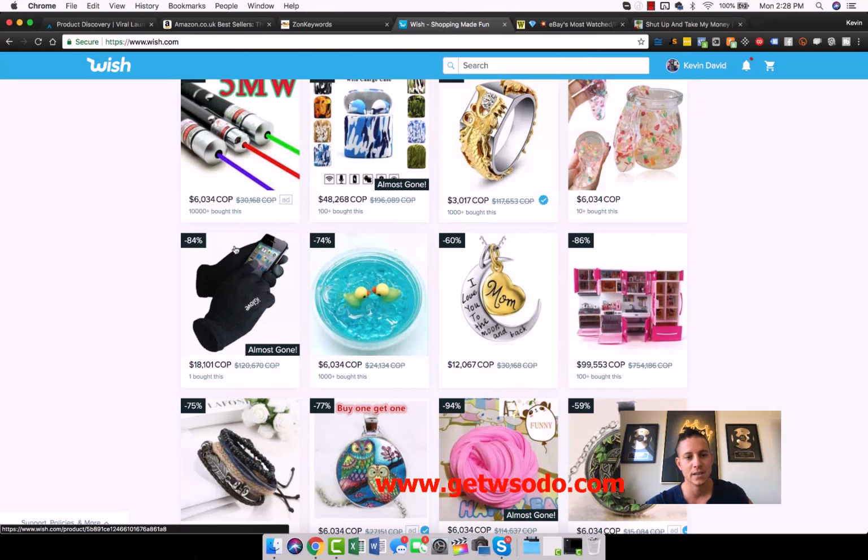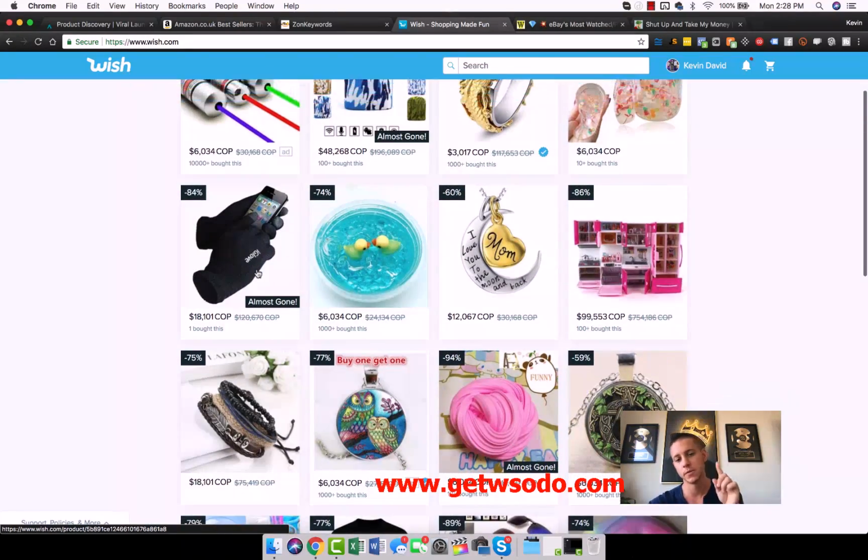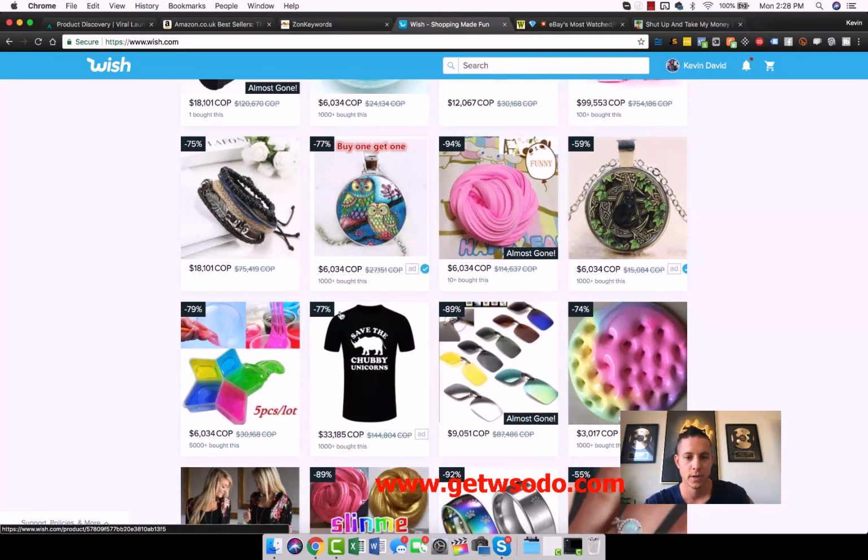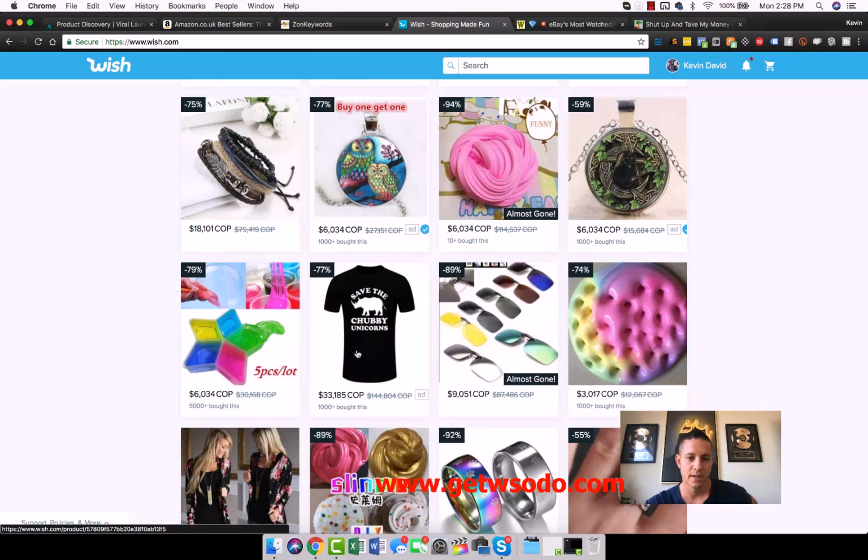You can see like iGlove, like you can use gloves that allow you to use smartphones, so the smartphone can feel the heat of your finger through the glove. Save the chubby unicorns, right? Kind of funny. And you can see the thing I like most about this is the social proof, right? 1,000 plus bought, 5,000 plus bought.